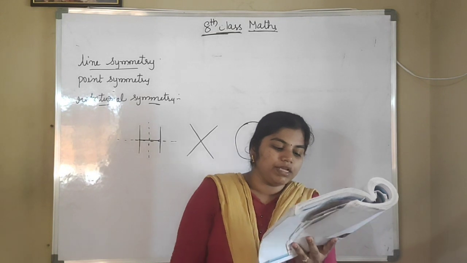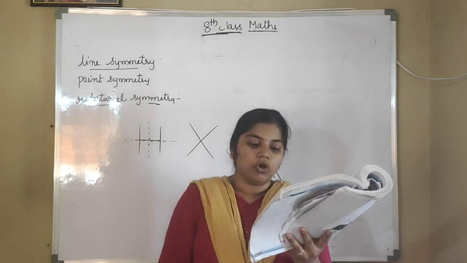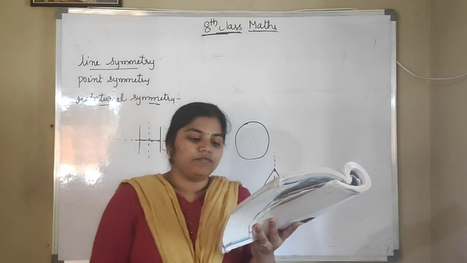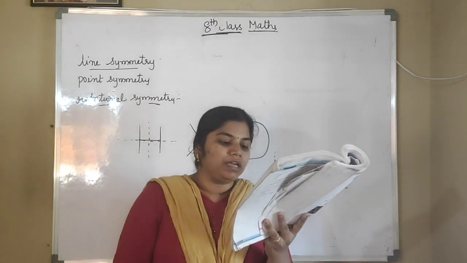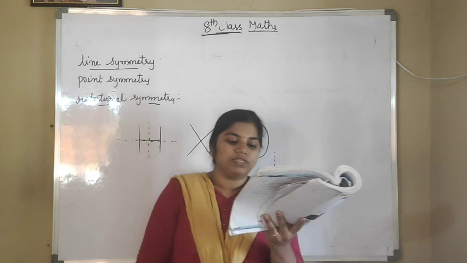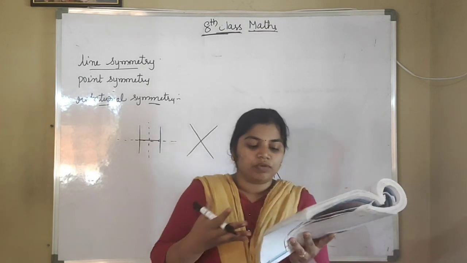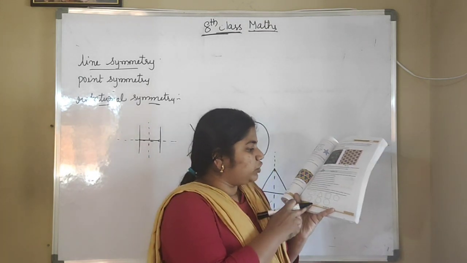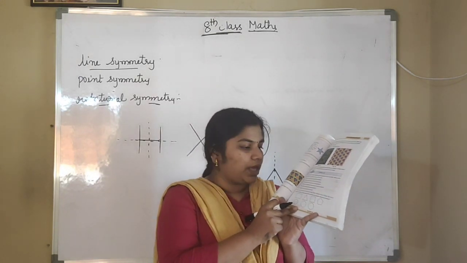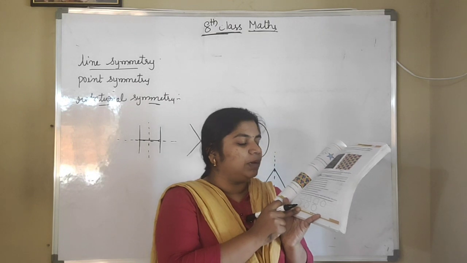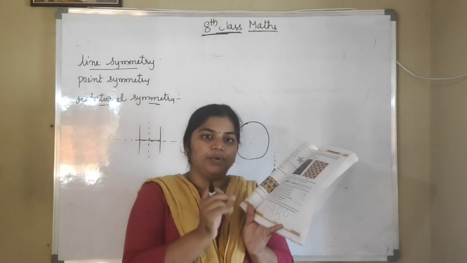Next is the second bit: draw lines of symmetry for the following figures. Identify which of them have point symmetry. Is there any implication between line of symmetry and point symmetry? They have given some figures. You have to check which has point symmetry and line symmetry, and what the difference between them is, and do it in classwork.